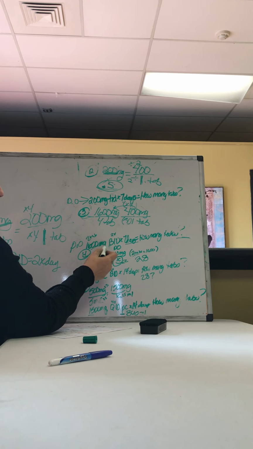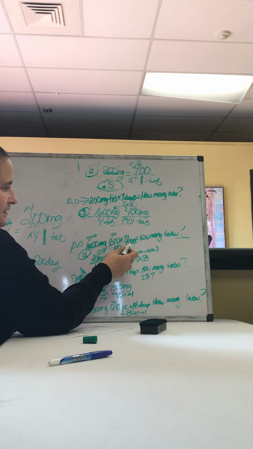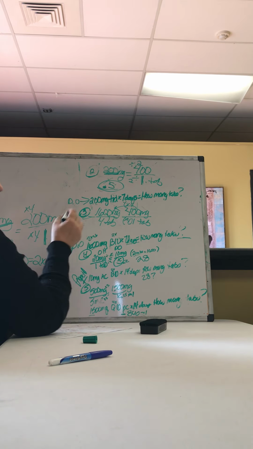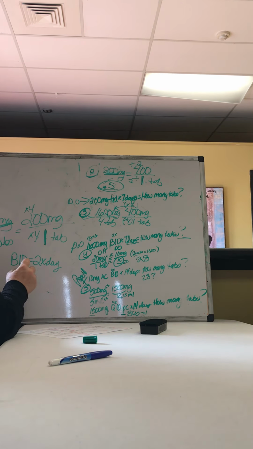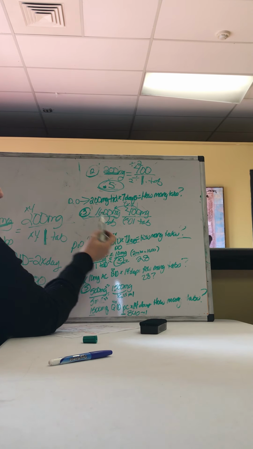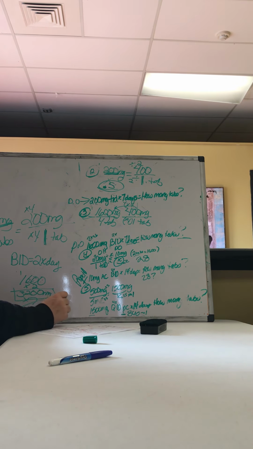So if I've got 1,600 milligrams twice a day for 7 days, the next part of that problem is 1,600 times 2. So we know every day this patient is getting 3,200 milligrams. Now for 7 days, 3,200 times 7 comes to 22,400. So that's how many milligrams he'll be getting.